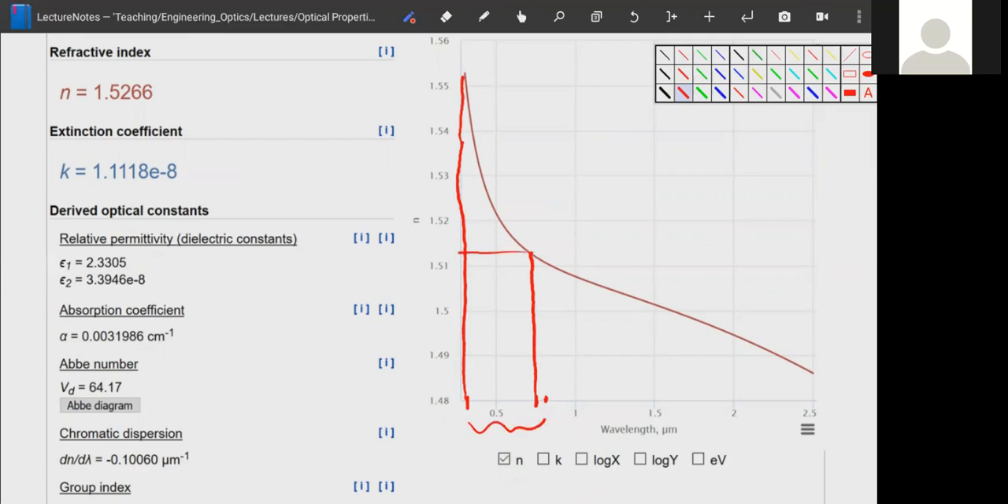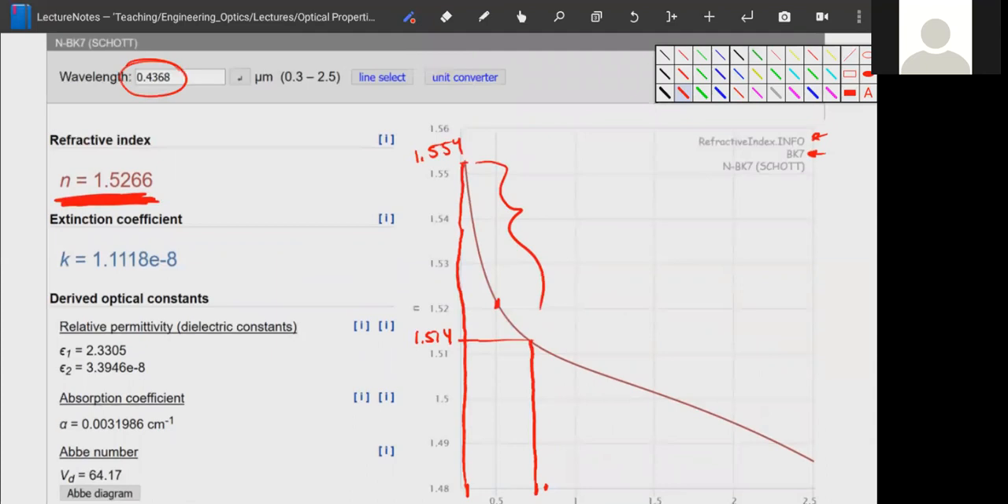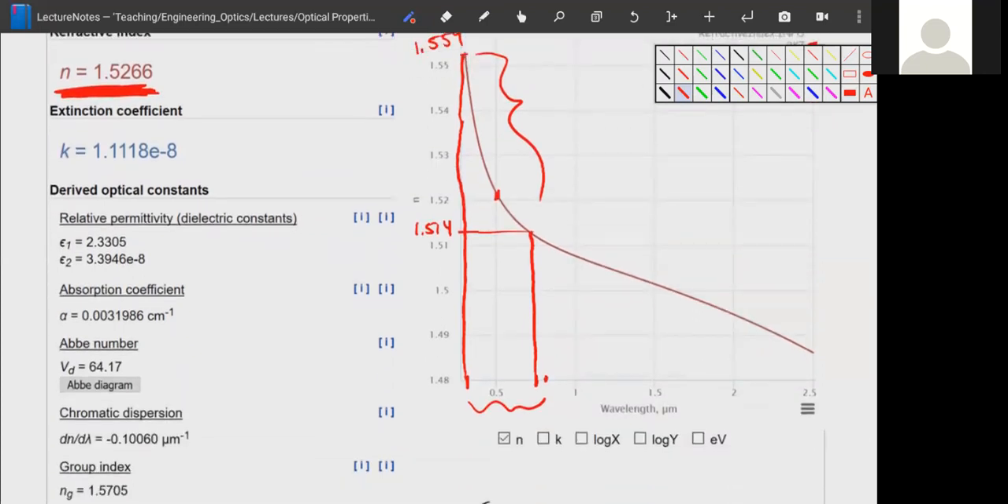It starts off at 1.514 and ends up at 1.554 or something like that. So this actually causes a problem, because when we design optical systems, we design them for a certain wavelength, about 0.5. You'll notice that the index of refraction given for this material is a single number, 1.5266, and that design wavelength is actually here, about 437 nanometers. But that's clearly not the actual wavelength. As the color of the light changes, the index of refraction changes. This is going to cause problems, particularly with imaging systems, that we call chromatic aberration.